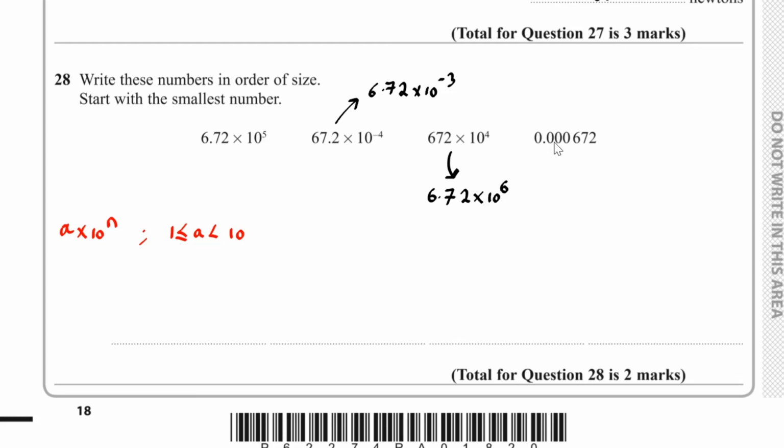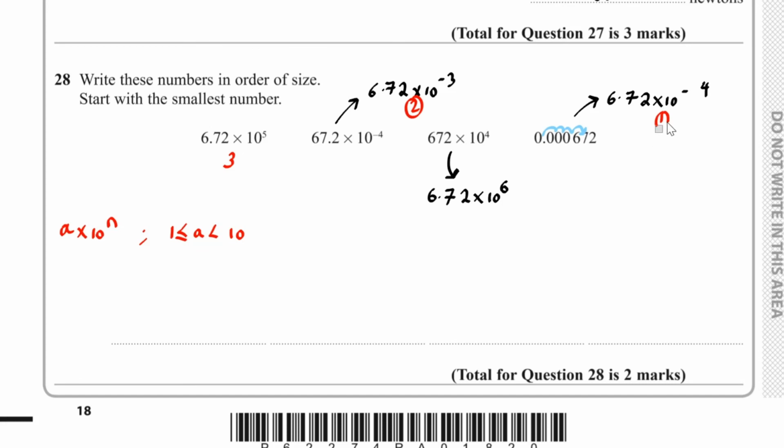And if I consider this 0.00672, well, I'll have to move the decimal place 1, 2, 3, 4 places to the right. So this over here is 6.72 times 10 to the minus 4. So then comparing them becomes easy. We see the smallest one is this one, if we just compare the 10 to the somethings, followed by this one over here, followed by this one.